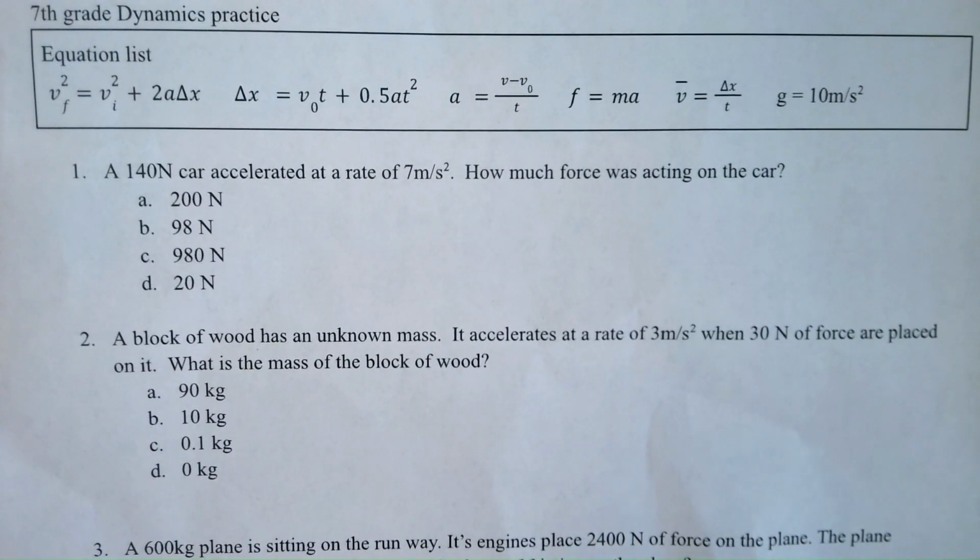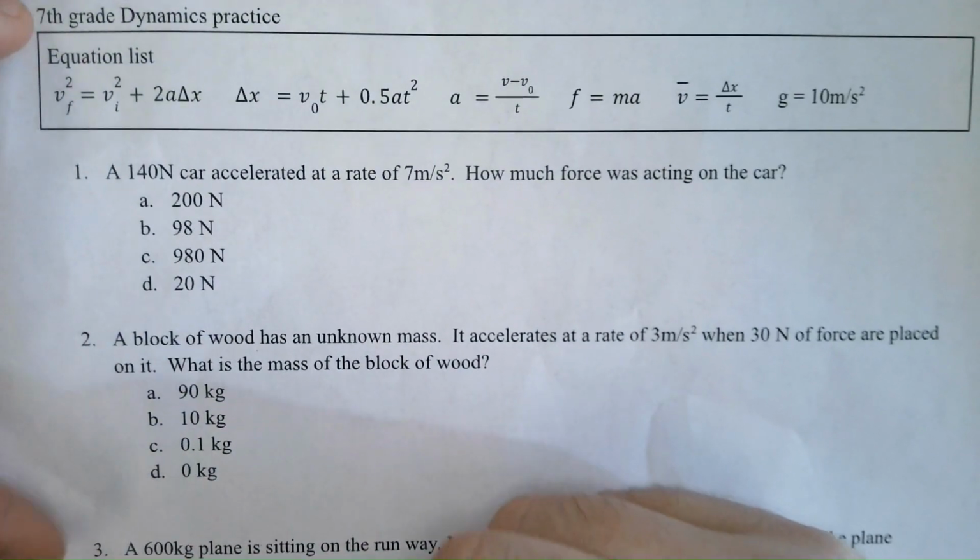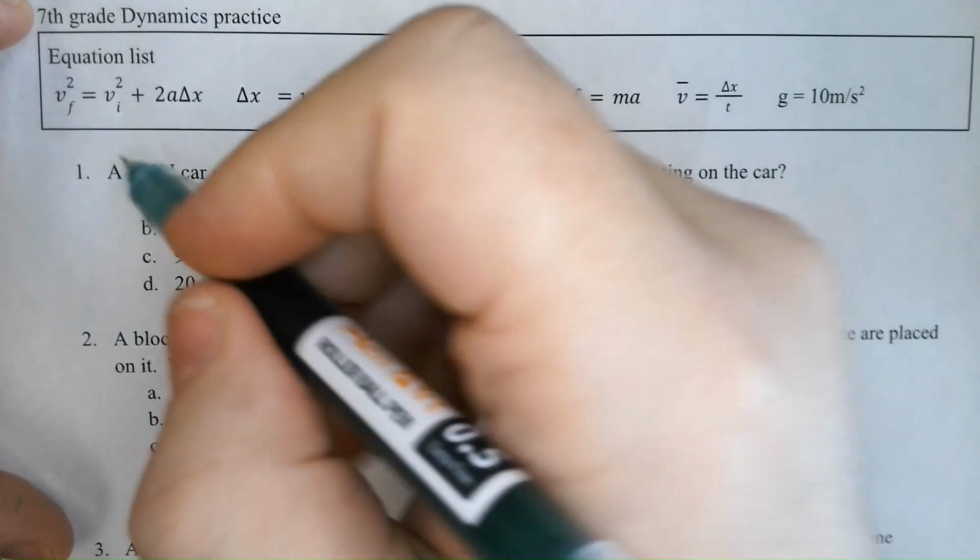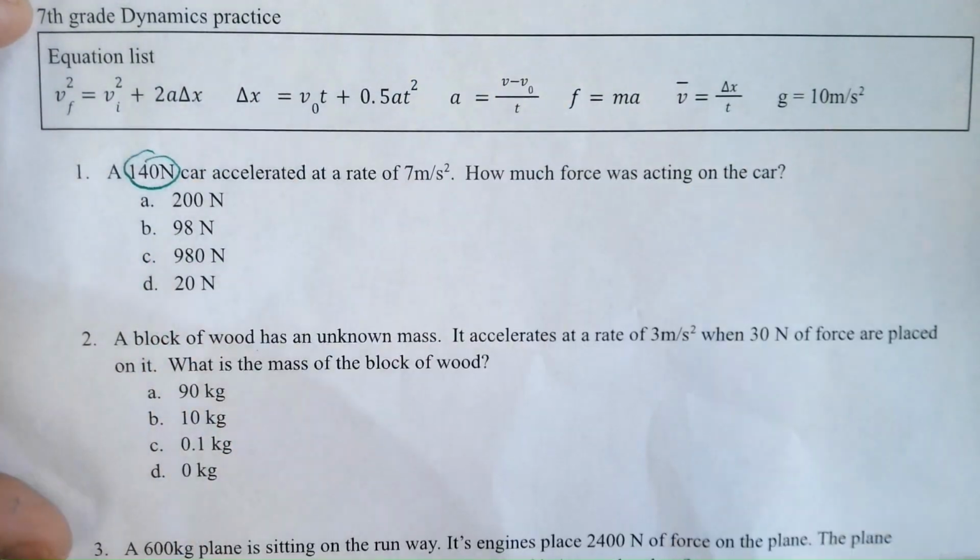Okay, this is the 7th grade dynamics practice quiz. Problem number 1. A 140 Newton car accelerated at a rate of 7 meters per second squared. How much force was acting on the car? This is a relatively straightforward problem. Note that this is 140 newtons, not kilograms.